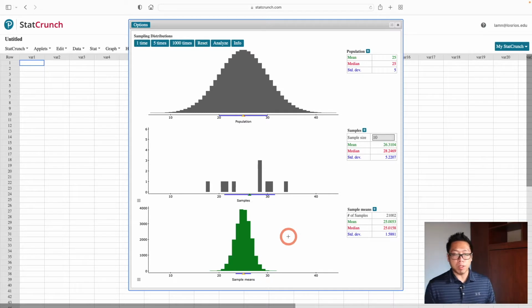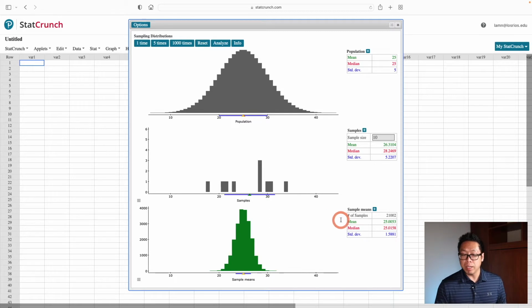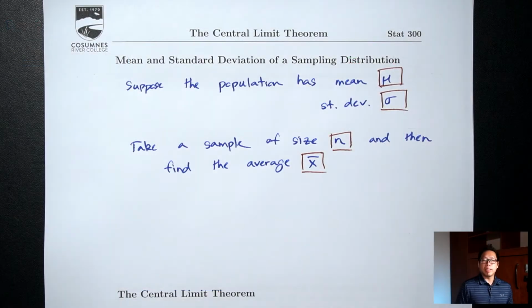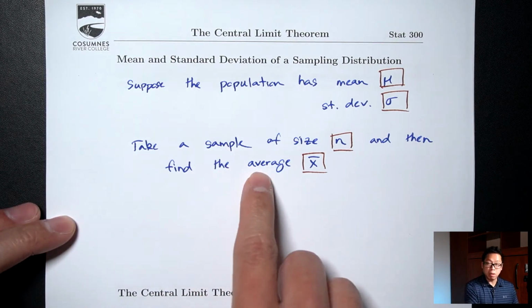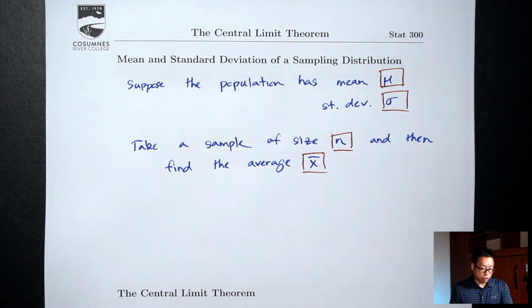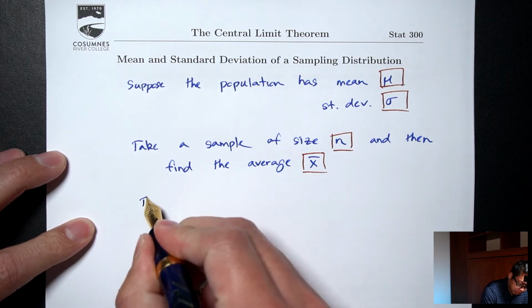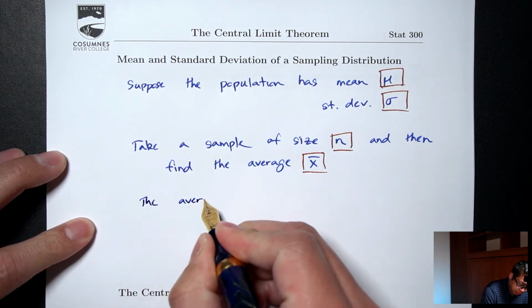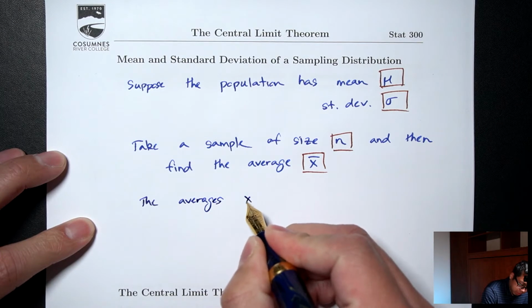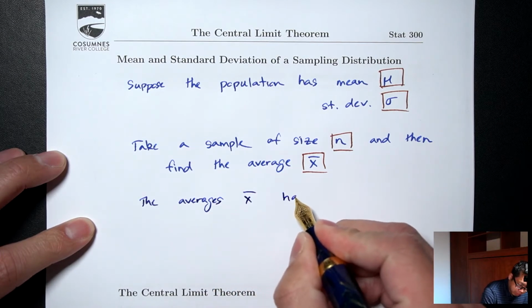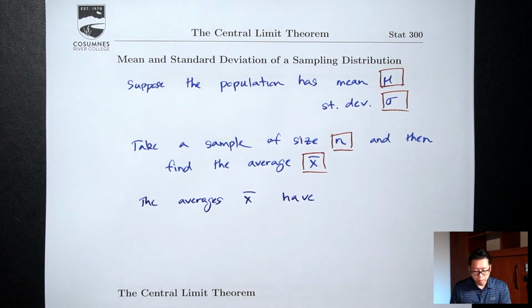So what we saw here was that when we increased the sample size, the mean stayed about the same as the original. The standard deviation, though, got smaller. Let's write down what we just saw. What we just saw was that when we take a sample and look at the averages, these averages, so this refers to the picture at the bottom.